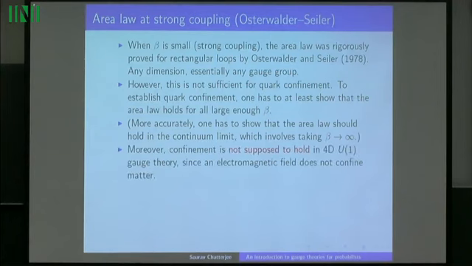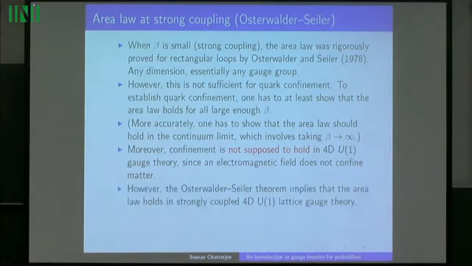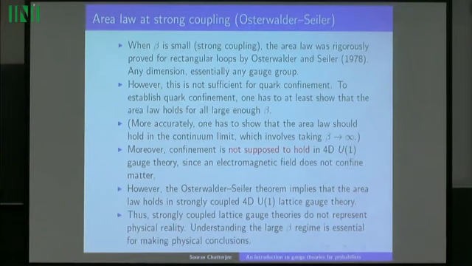Moreover, it is not supposed to hold in 4-dimensional U(1) gauge theory, or in general in 4-dimensional abelian gauge theories. U(1) gauge theory is about electromagnetism, and electromagnetic fields do not confine matter. That's the physical reason why this should not hold in 4 dimensions. However, the Osterwalder-Seiler theorem implies that this area law holds for small beta, even for 4-dimensional U(1) lattice gauge theory. So what can be the only conclusion from that? The only conclusion is that these strongly coupled theories, that is small beta, do not represent physical reality. So you have to go to the large beta regime to make physical conclusions.